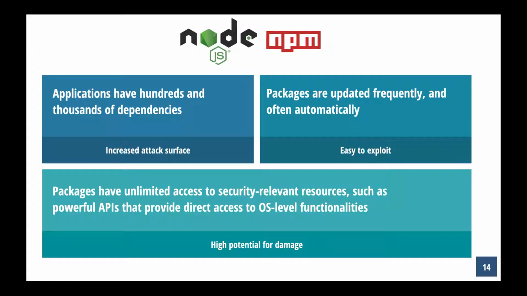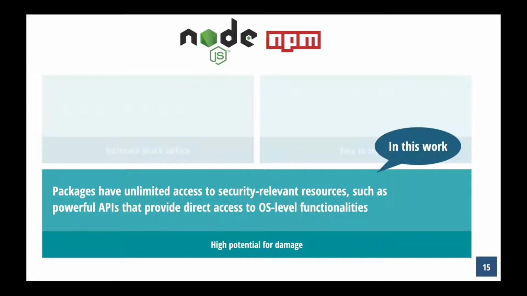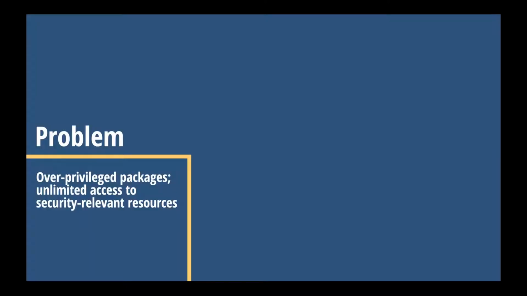First, applications have hundreds and thousands of dependencies, which increase their attack surface. Second, packages are updated frequently and often automatically, which makes them an easy target to exploit. Last, packages have unlimited access to powerful APIs that provide direct access to OS level functionalities, which creates a high potential for damage.